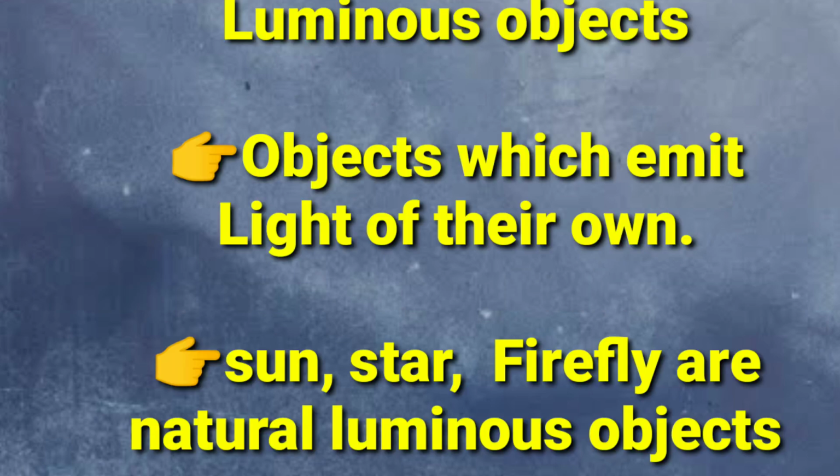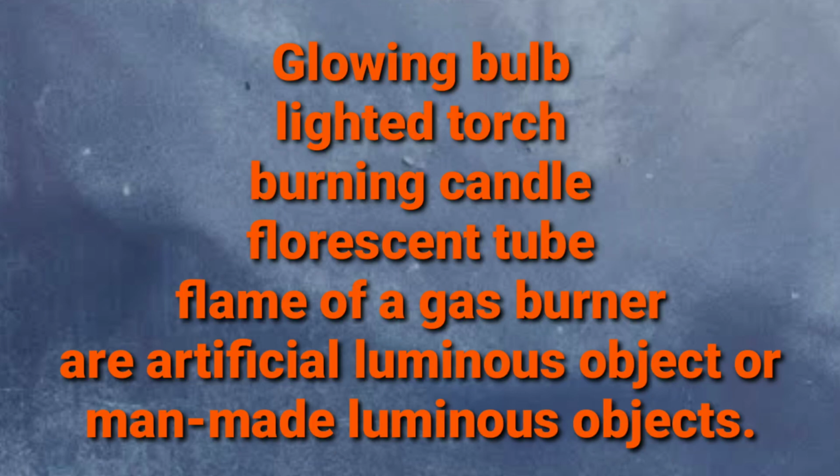Luminous objects are those which can emit their own light. As for example, sun, star, firefly, glowing bulb, burning candle, lighted torch, a lighted fluorescent tube, flame of a gas burner, these are all luminous objects. Sun, star, firefly, these are natural luminous objects, whereas glowing bulb, burning candle, lighted torch, these are man-made luminous objects.